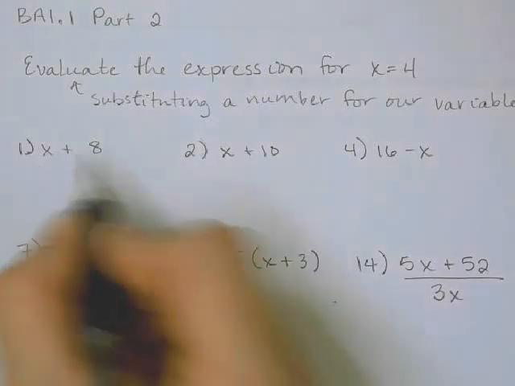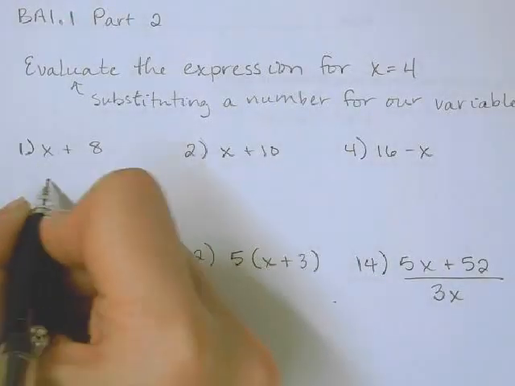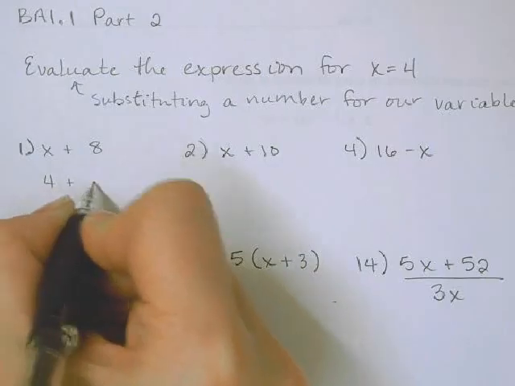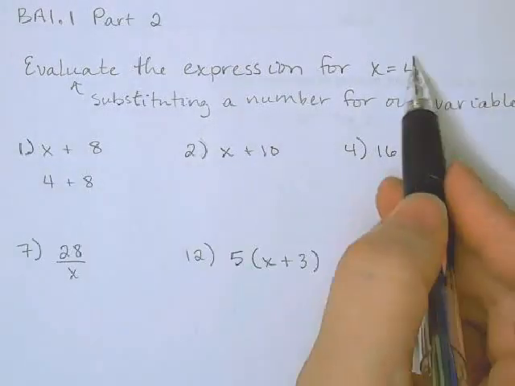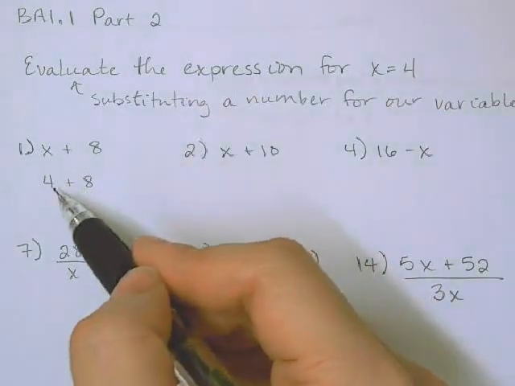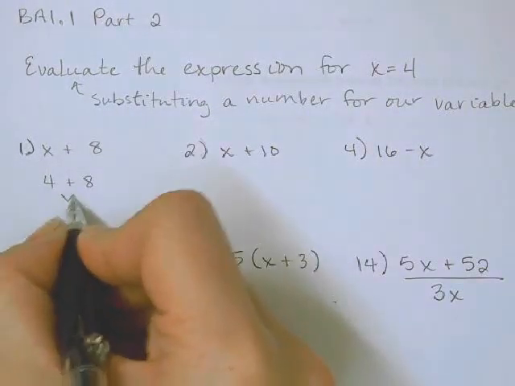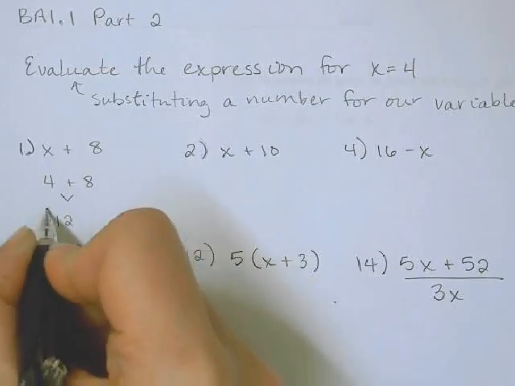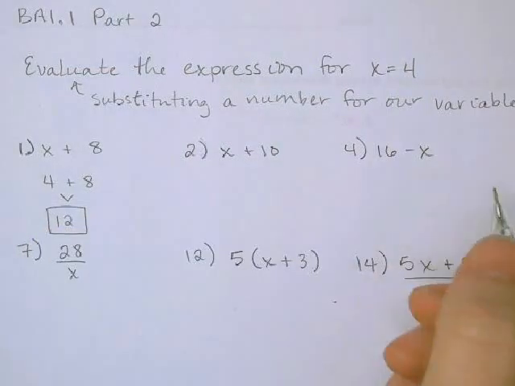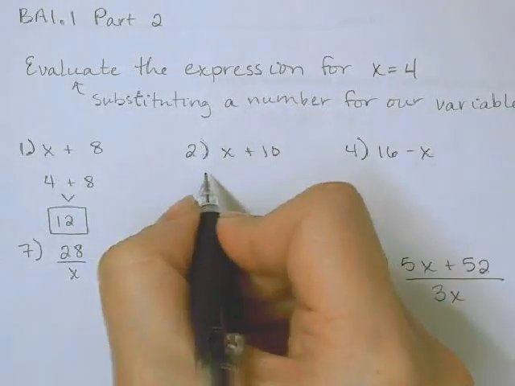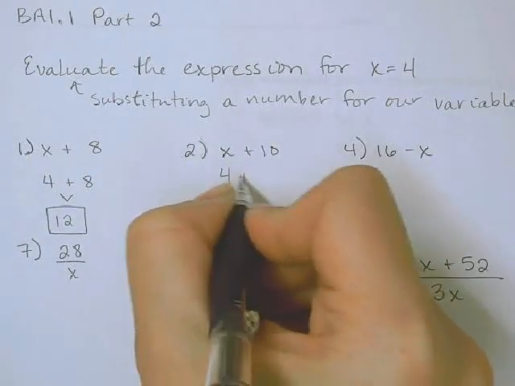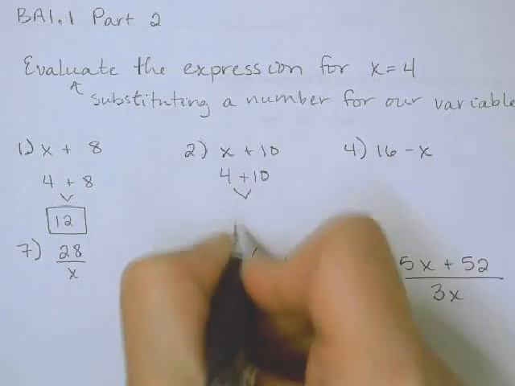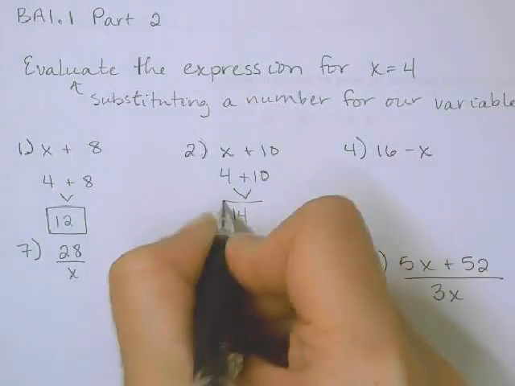So on number 1, x plus 8, instead of x, we're going to write 4 plus 8. So we're taking out the x and putting in 4. And then you just do the math. 4 plus 8 gives you 12, and that is your answer for number 1. On number 2, x plus 10, that's going to be 4 plus 10. Add those together, and we get 14.